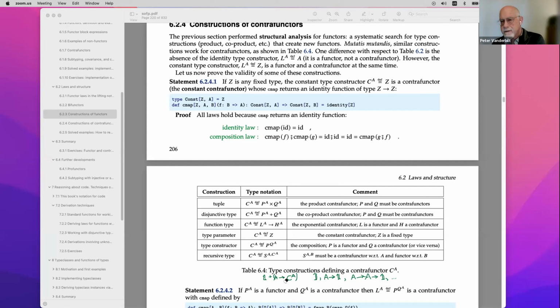So we're doing contrafunctors here. Yeah, we're in the contrafunctor section, which maybe we shouldn't start there. Maybe not the best thing. No, it's kind of a mirror image of covariant. There are fewer contrafunctors in some sense.